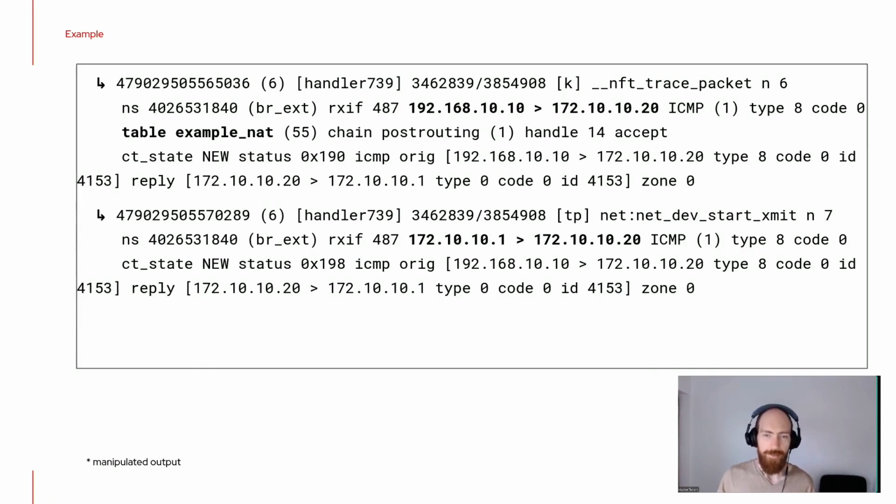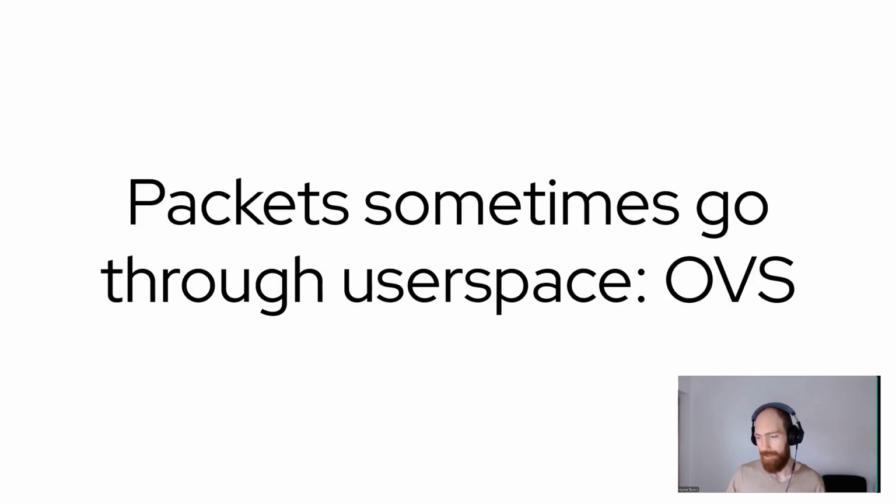Also, we enabled the NFT collector while making the collection, and that is giving us extra information about the table, chain, handle, and action followed by netfilter. So this can, for example, be used to find the right line in the netfilter configuration. And now back to Adrián.